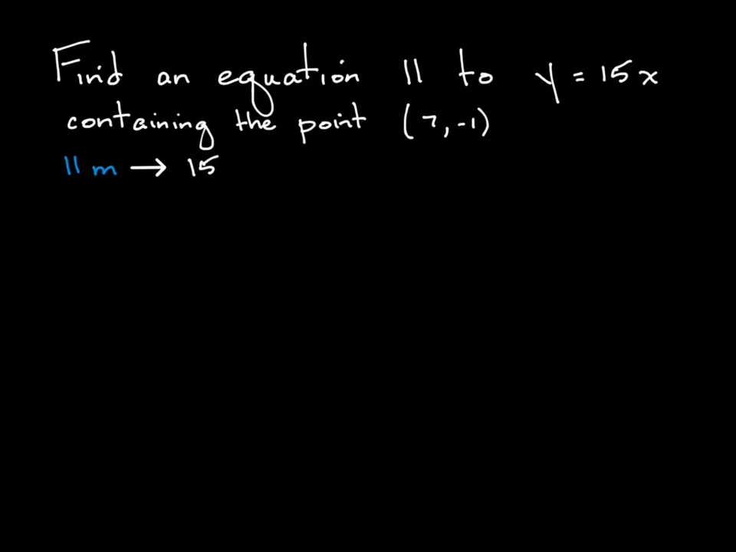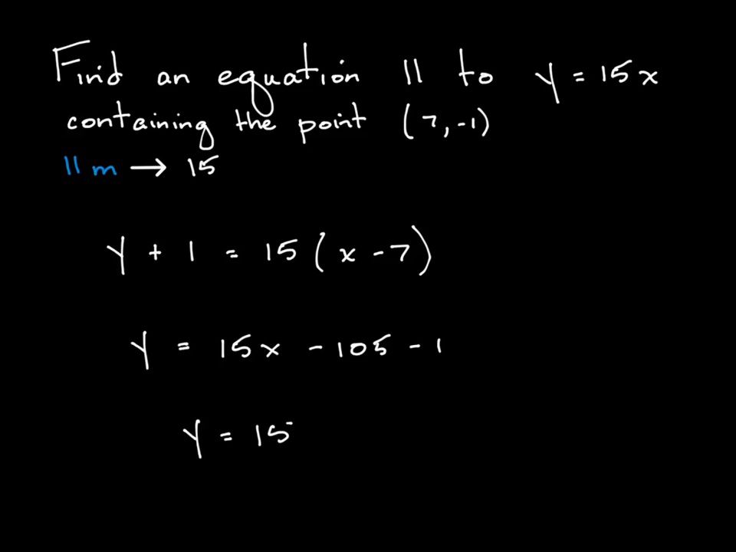Now I'm going to use as an example the point-slope form which we just learned. So we'll substitute those values in. We get y minus negative 1, or y plus 1, equals 15, my slope, times x minus x1, which is 7. Now many times you're going to be asked to still write it in slope-intercept form, so we will solve for y. So we'll subtract the 1 from both sides, distribute on the right, we get 15x minus 105, and then we'll subtract the 1. When we simplify that, we end up with y equals 15x minus 106.